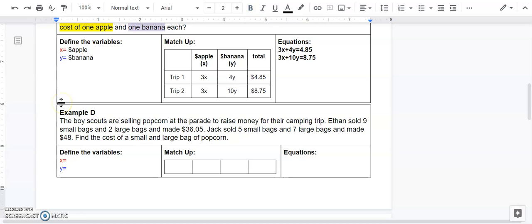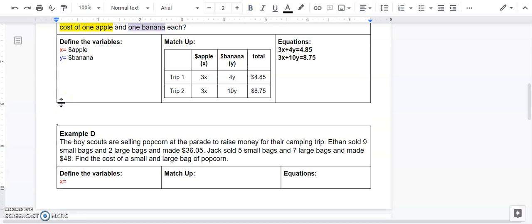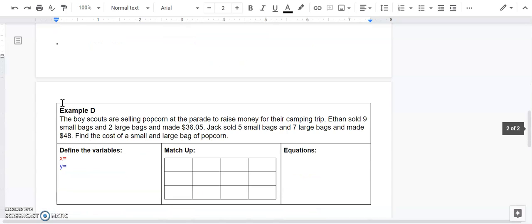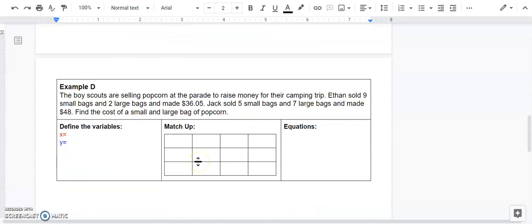Okay, so let's look at example D. I'm just going to spread that to the next page because it makes my brain happy for it to be all together. Boy Scouts are selling popcorn at the parade to raise money for their camping trip. Ethan sold 9 small bags and 2 large bags and made $36.05. Jack sold 5 small bags and 7 large bags and made $48. Find the cost of a small and large bag of popcorn. There's what I don't know. That's what it's telling me to find.